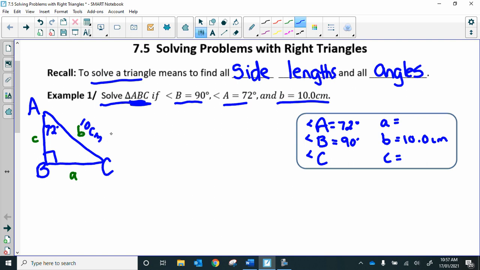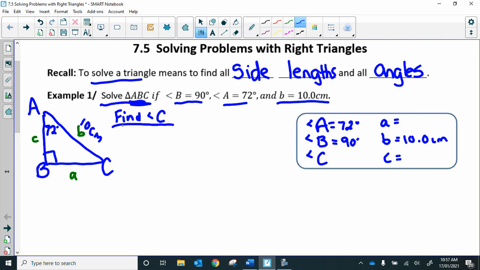Okay, so that's all the information that we're given. We need to go ahead and find what I have in this box here. We need to find angle C, and we need to find little a and little c. So the first thing I'm going to do is find angle C. I always write down what I'm trying to find so that when my teacher marks it, she can follow my thought process here.